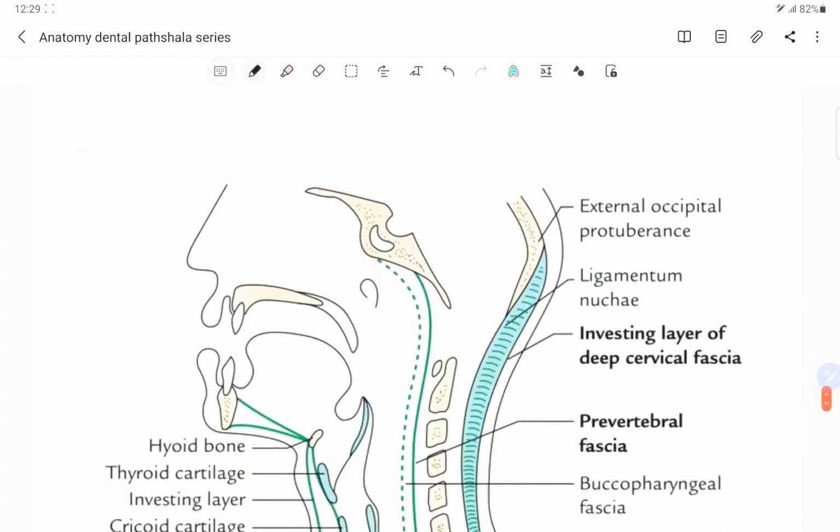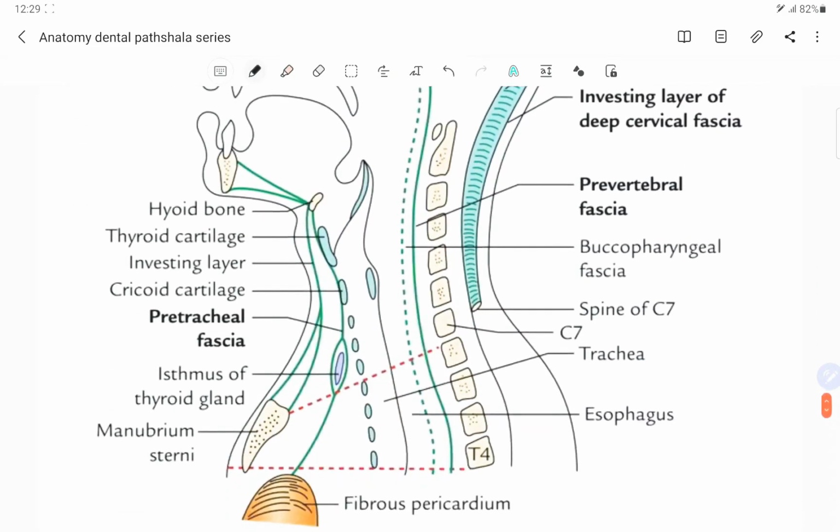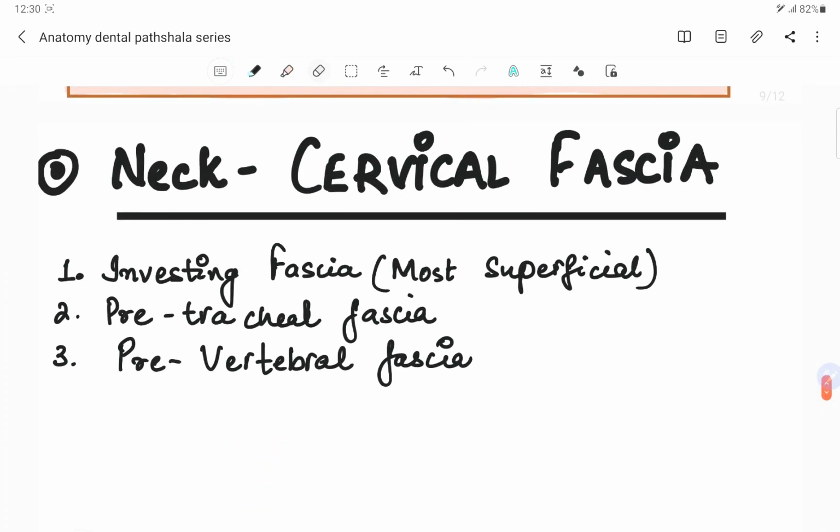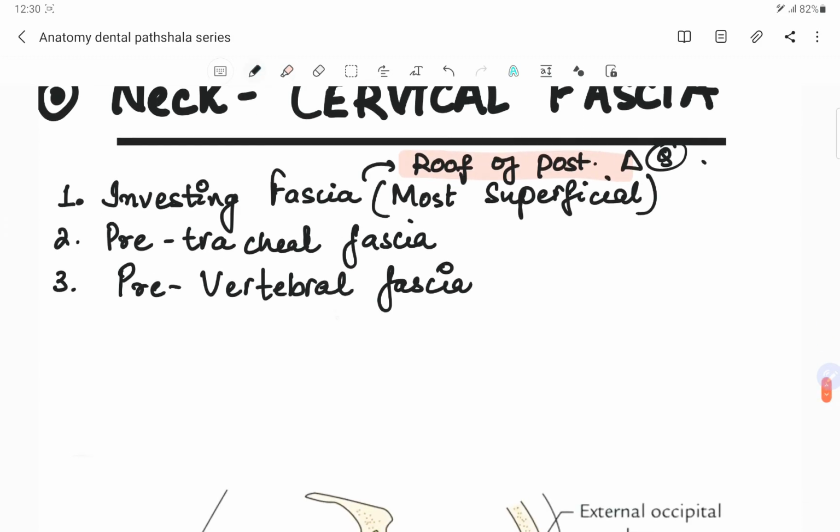Before seeing the three-dimensional structure, let's understand this. First of all, we have the investing layer, which is the superficial layer. Once you remove the investing layer, we are going to see the trapezius muscle and the sternocleidomastoid. The investing layer forms the roof of the posterior triangle of the neck, while on the other hand, the floor of the posterior triangle is formed by the prevertebral fascia.